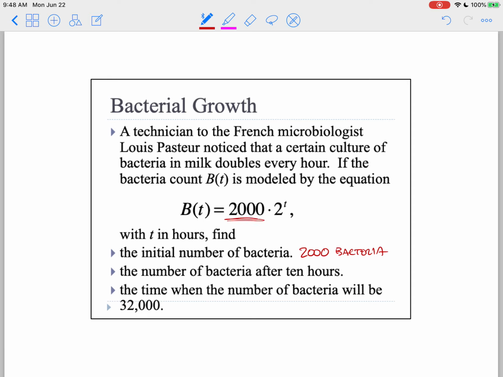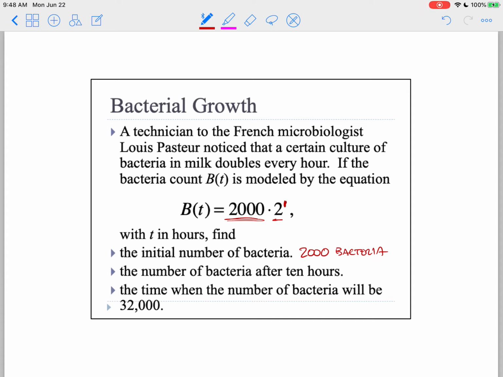So this number is the initial value. This is the rate at which we're growing, so we're doubling every hour. So when I plug 1 into here for hours, I should have twice as many as I did the previous hour. So 2,000 times 2 gives me 4,000.